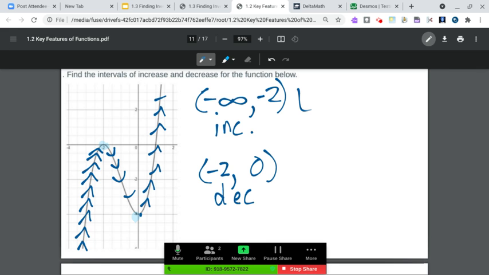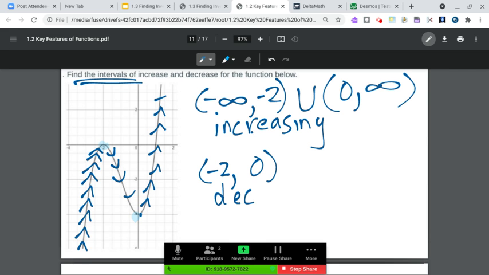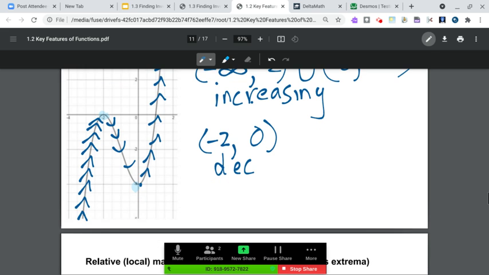Increasing. A lot of times you'll see union, so in this particular example, there are 2 intervals of increasing. And so you may see your answer as union 0 to infinity. And so what does that mean? Remember, we said that the idea of union is just joining 2 sets together. So we're saying from negative infinity to -2, and then from 0 to infinity, your intervals of increasing. Okay? And then there's only one interval of decreasing.